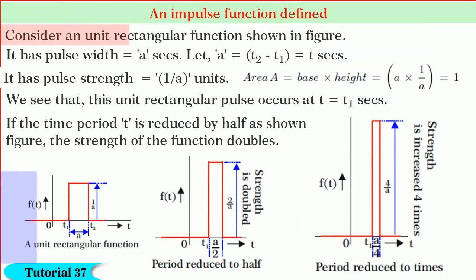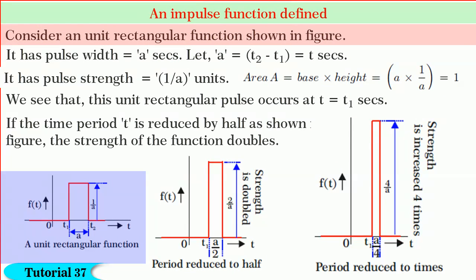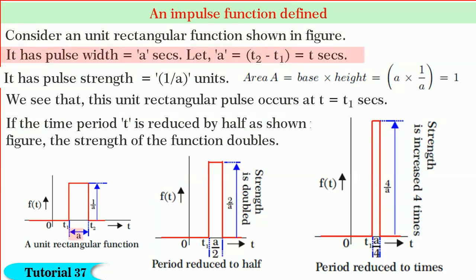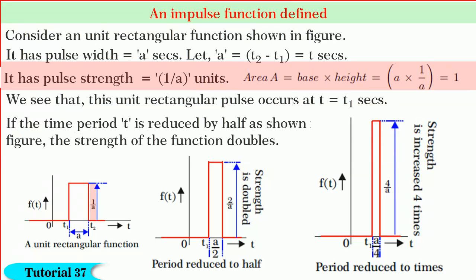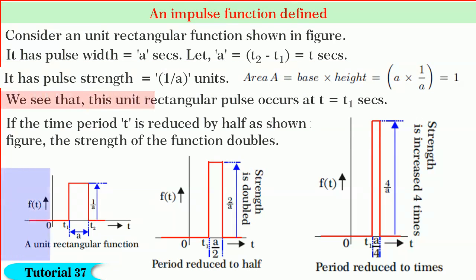Consider a unit rectangular function shown in figure. It has a pulse width of a seconds. Let a is equal to t2 minus t1, and that is equal to t seconds. It has a pulse strength of 1 by a units. So, area A is equal to a into 1 divided by a, which will give us 1 unit. We observe that this unit rectangular pulse occurs at t is equal to t1.